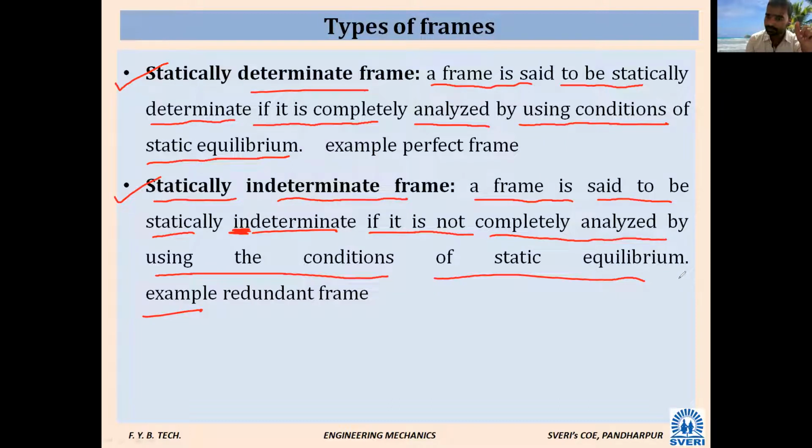a determinate frame. If the frame is analyzed not completely with the help of equilibrium equations, then such a frame is called an indeterminate frame. The perfect example for a statically determinate frame is the perfect frame. You will study what is a perfect frame. For an indeterminate frame, it is a redundant frame. Now we will see what is perfect and not.